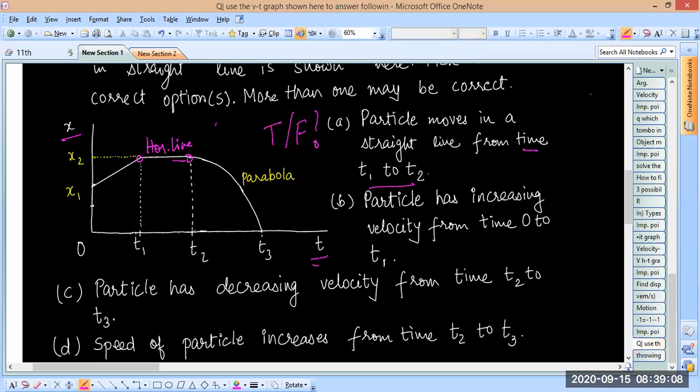You are saying true? I am saying that this is a horizontal line. This means the object is at rest. Object at rest means not moving. And some of you are still saying this is true. Come on, people. Come on.